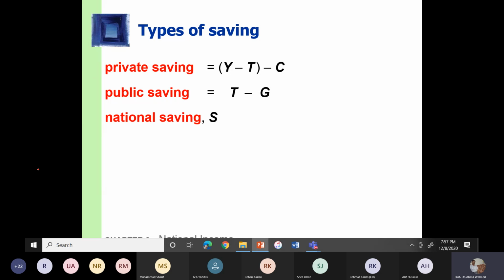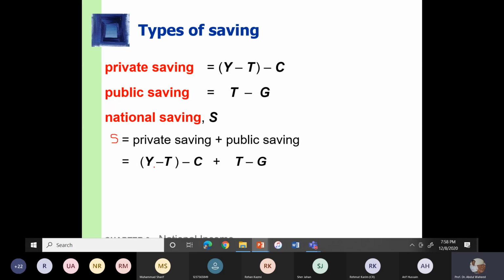So national saving is the sum of private saving and public saving. So this is the national saving. Private saving is this, public saving is this. So we will put here the value of private saving, and then this here. Private saving is y minus t minus c. Public saving is t minus g.